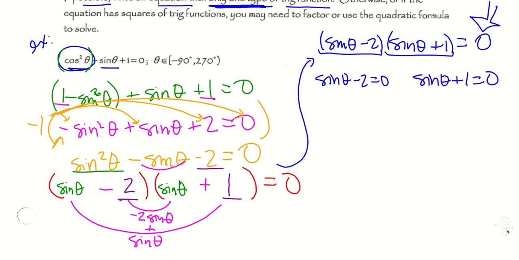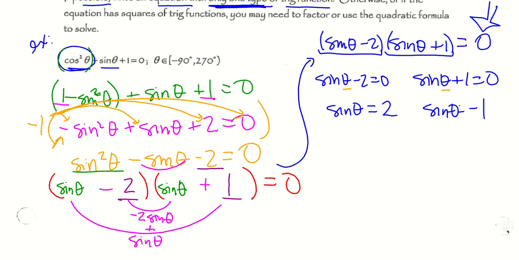I'm trying to solve for theta. I want to get that by itself. Let's start by getting the sine by itself. So on this left equation, we're going to add our 2, and we get the sine of theta equals 2. On the right side, we solve for the sine of theta by subtracting 1, and we get the sine of theta equals negative 1.